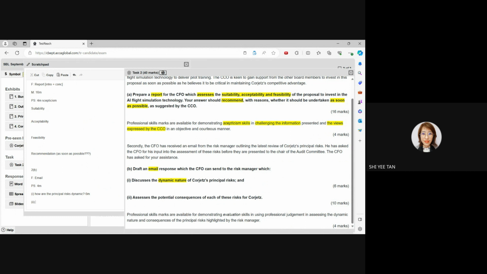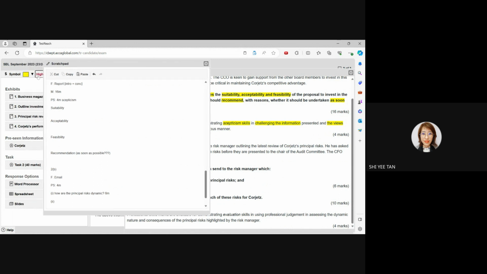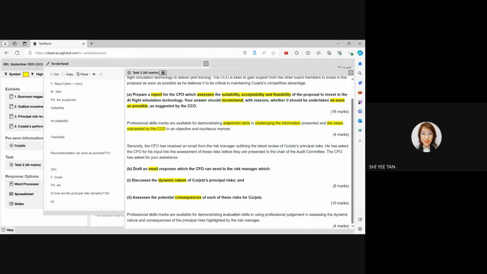Then assess the potential consequence of each of these risks. This one is more straightforward. Potential consequence. So you are supposed to tell the consequence of the risk. 10 marks, so you need to have at least 5 points. That's the meaning. Consequence of the risk.